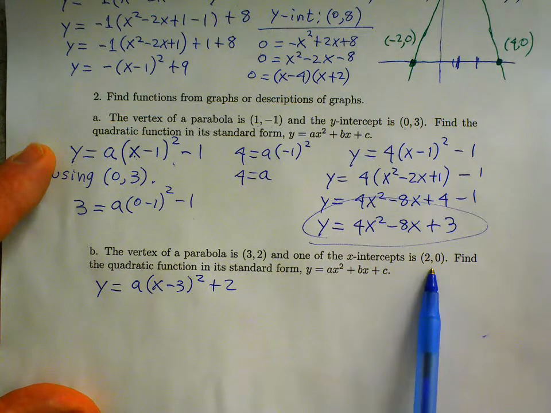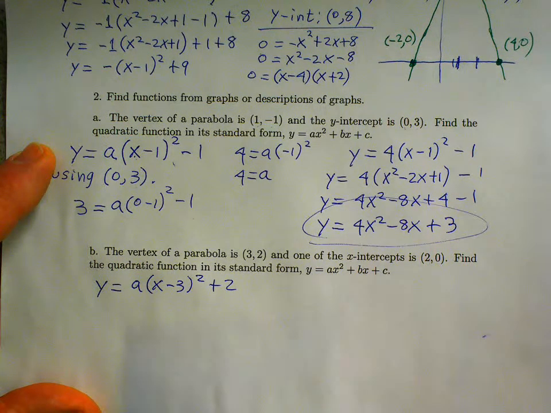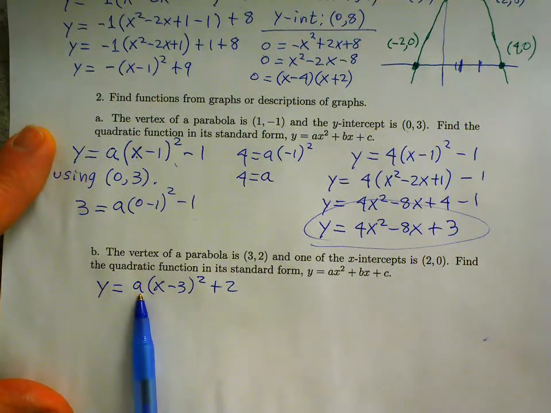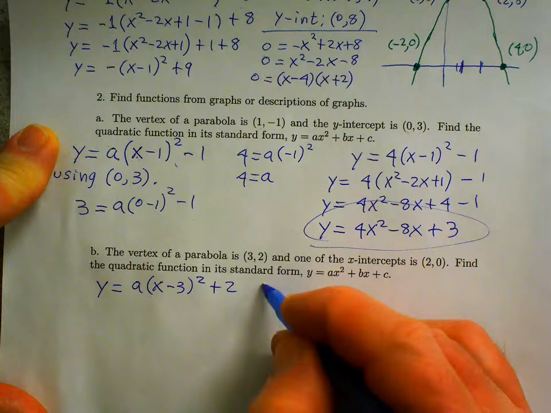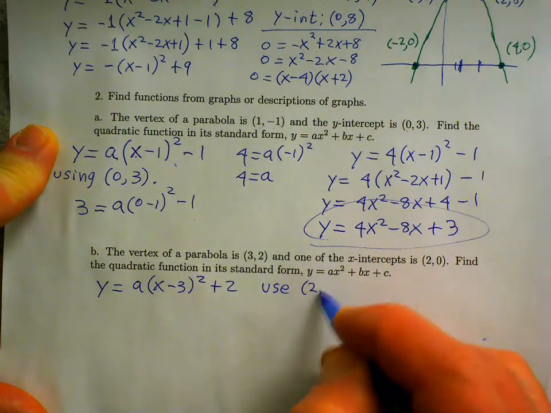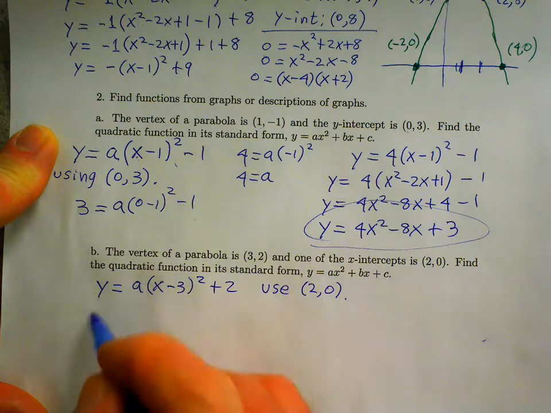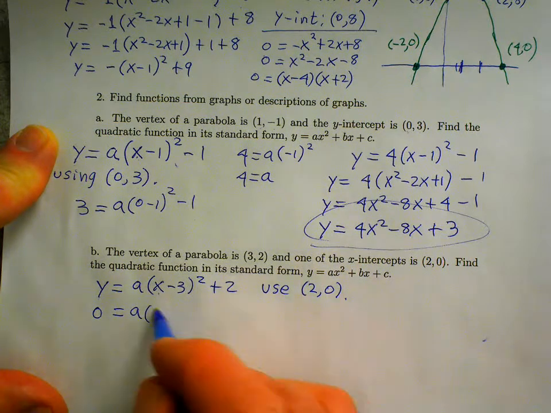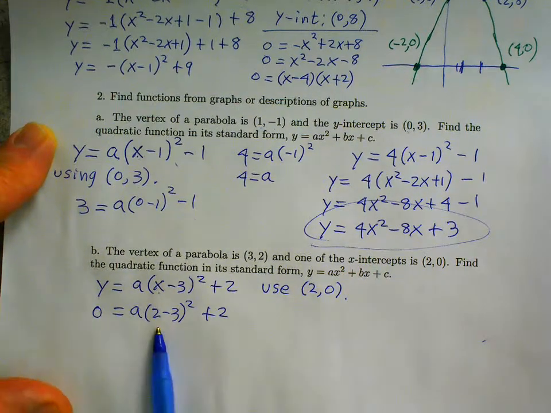And then we can use the fact that one of the x-intercepts is 2, 0, and this equation to determine what the value of a is. So we're going to use the ordered pair 2, 0. The x-coordinate is 2, the y-coordinate is 0. So in this equation, replace y with 0. Replace x with 2, so we have 2 minus 3 quantity squared. And then we can solve this for a.